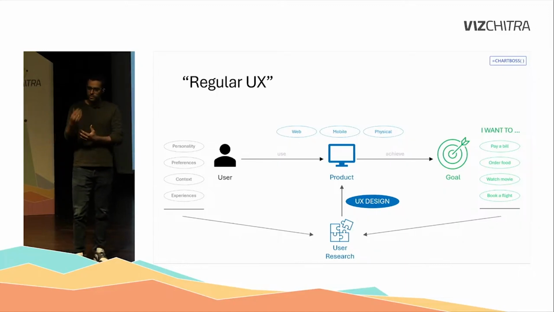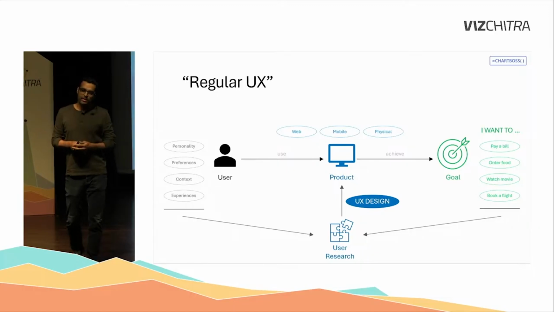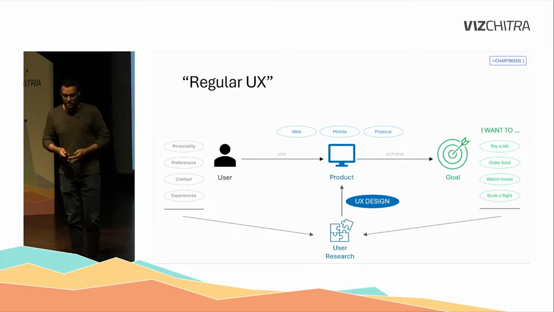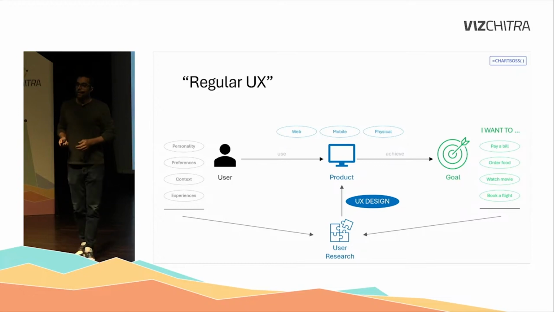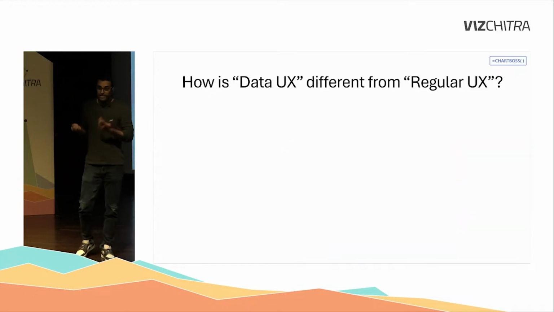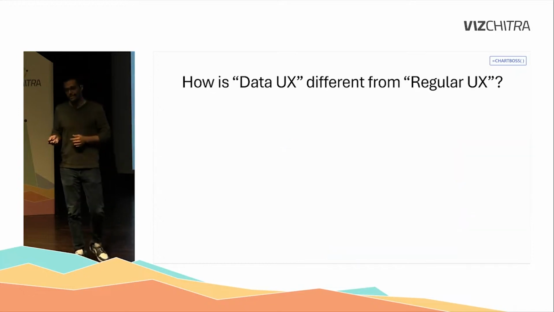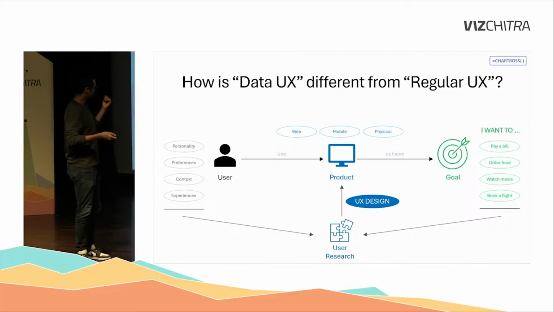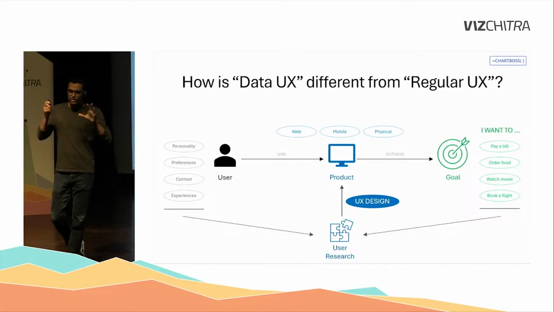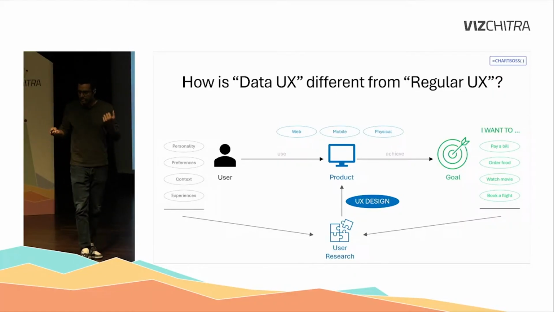Like, I'd use the product, which is like a UPI app. I would achieve my goal, which is I want to pay for this item that I just bought. Straightforward. But how's data UX different? Is it different? I'd argue that it is, right? So let's take the same picture that we just built and let's change it up a bit, right? So I'm going to take some elements out.